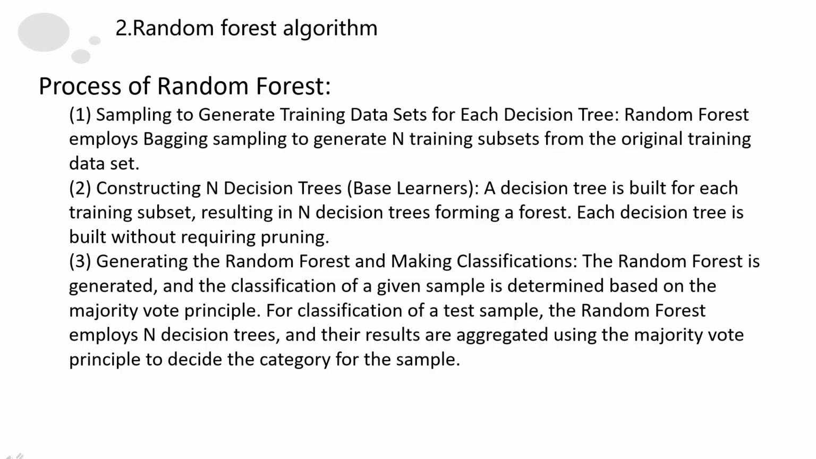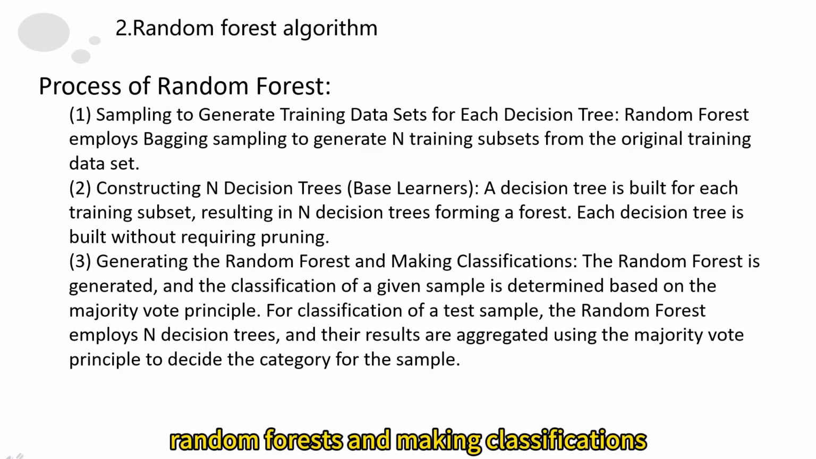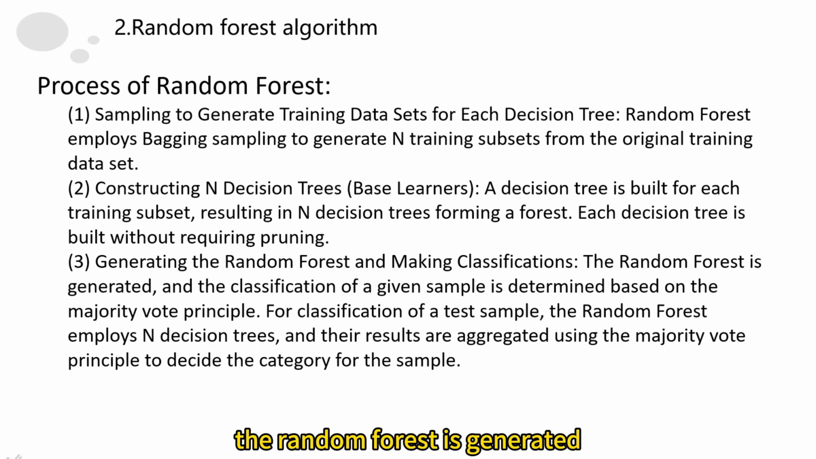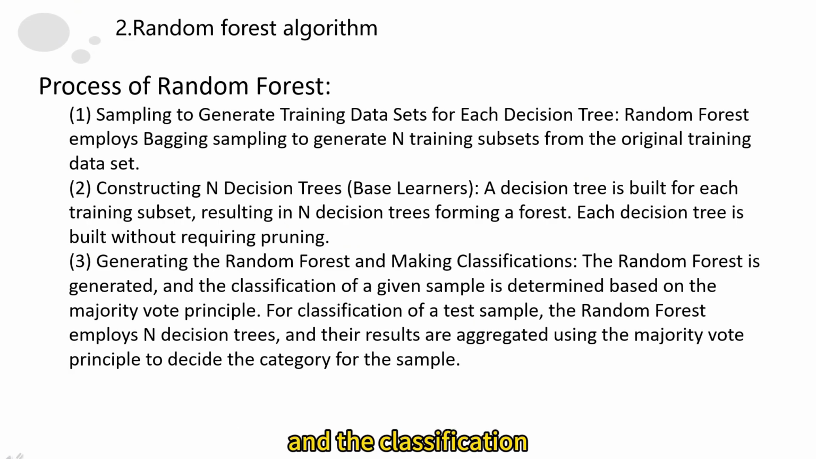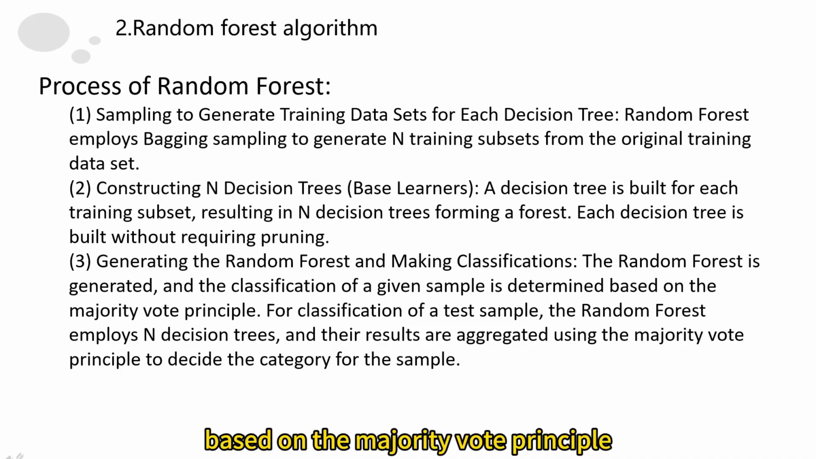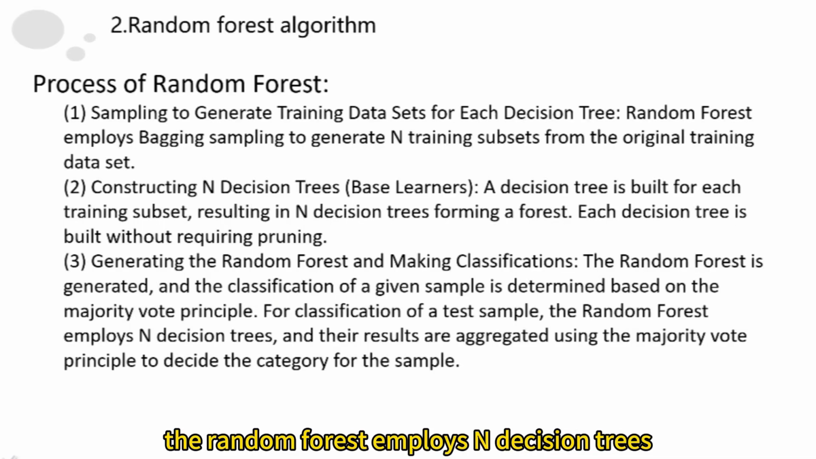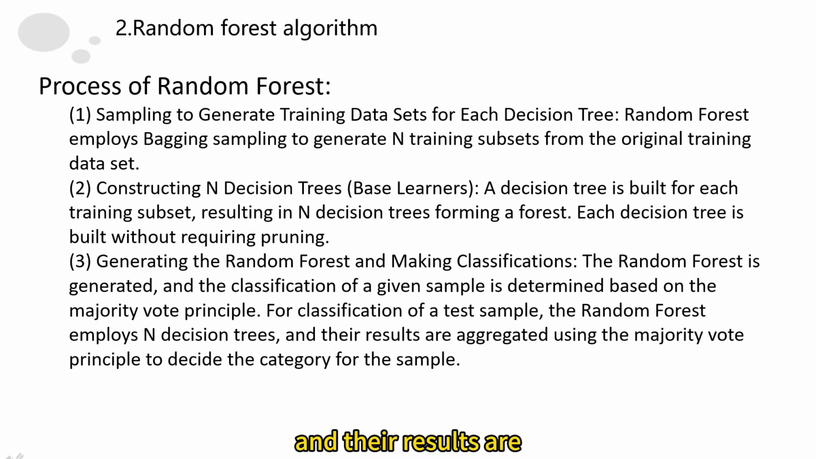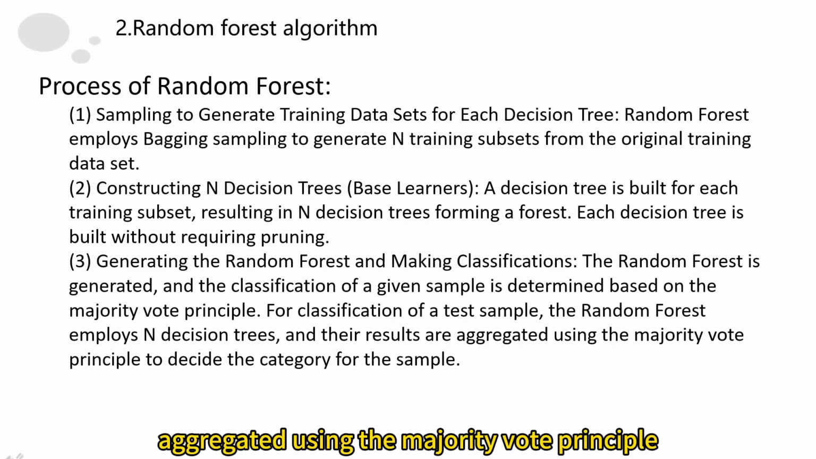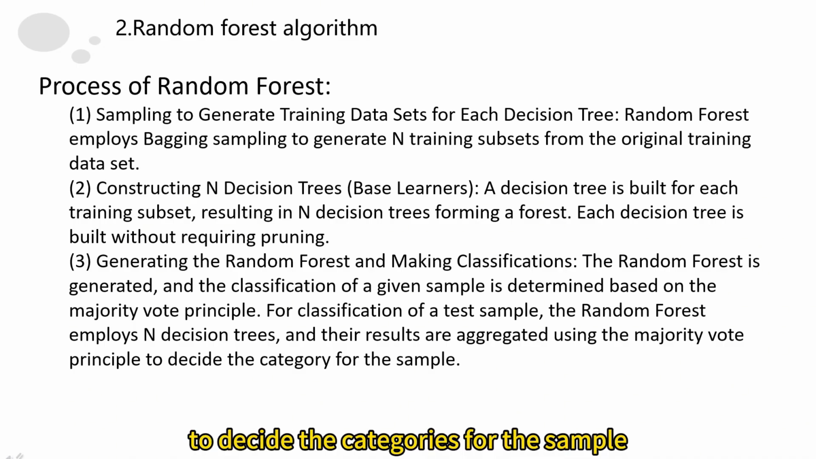Third, generating the random forest and making classifications. The random forest is generated, and the classification of a given sample is determined based on the majority vote principle. For classification of test examples, the random forest employs n decision trees, and their results are aggregated using the majority vote principle to decide the category for the sample.